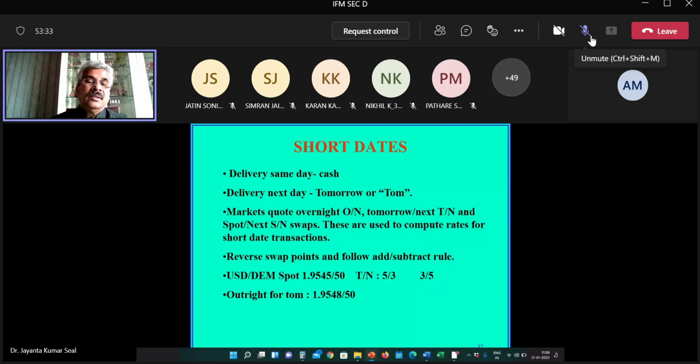Short dates have certain notations. Same day is cash. Delivery next day is tomorrow, Tom. Overnight. Tomorrow next day, TN. Spot next day, SN swap. These are all used to compute rates for short date transactions. These are notations among the traders, so not actually for you and me.